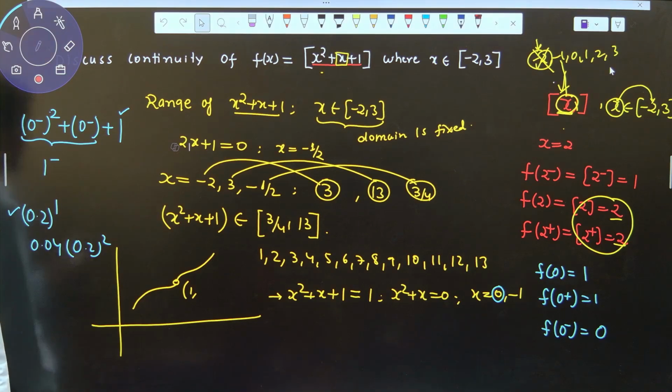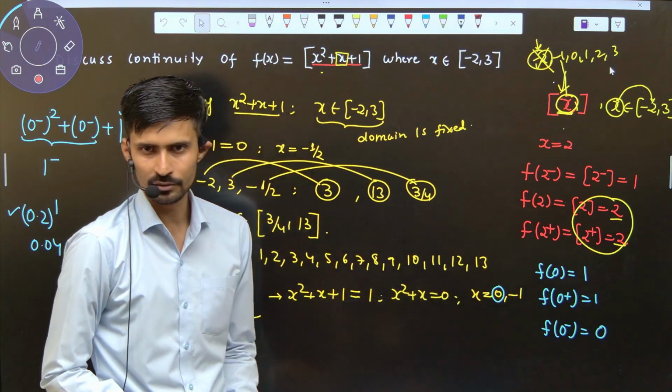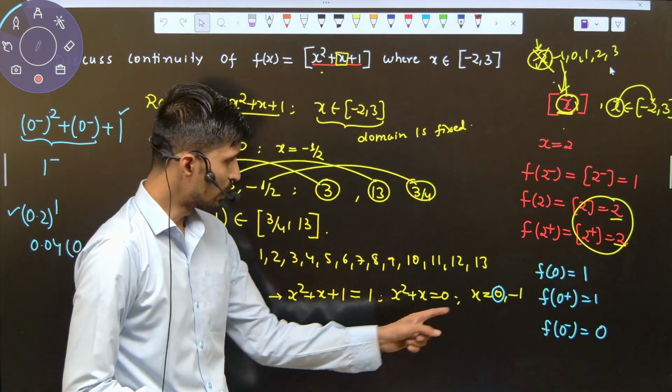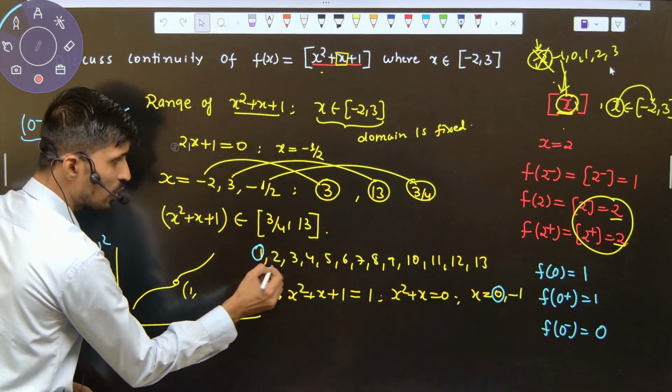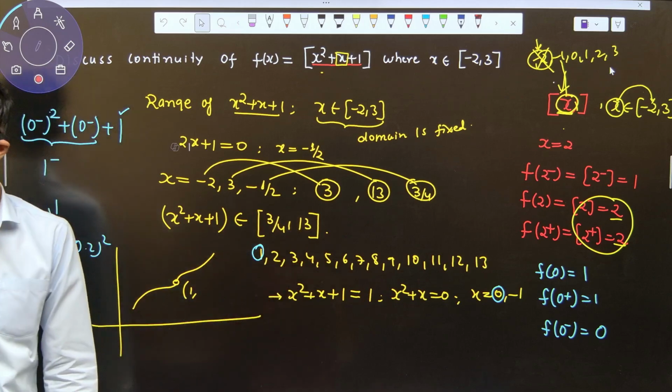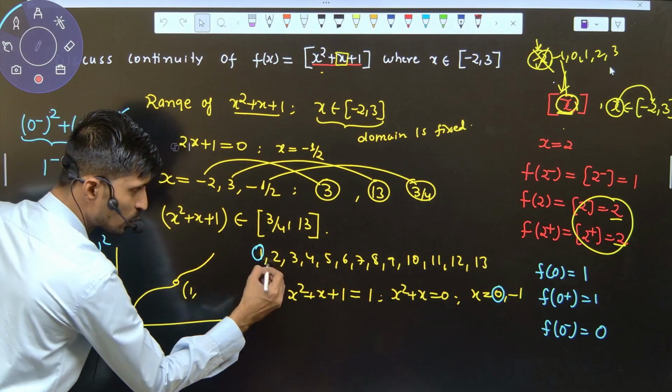You can check the same thing for 1 plus and 1 minus, and minus 1 also you can go for that. Okay, so here we got 2 points. So from this 1 we got 2 points of discontinuity. Now I will check for 2.